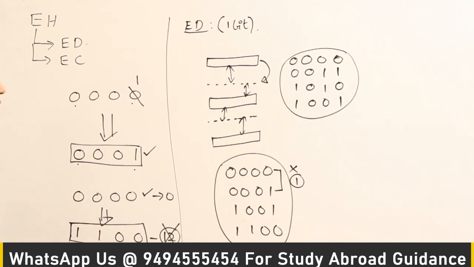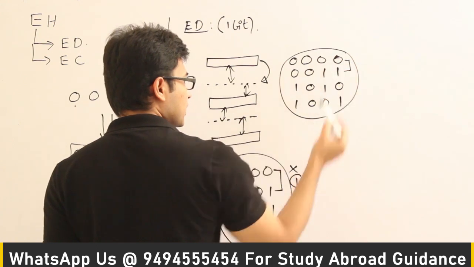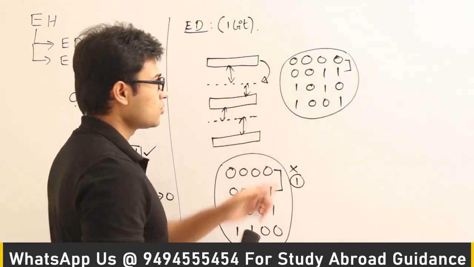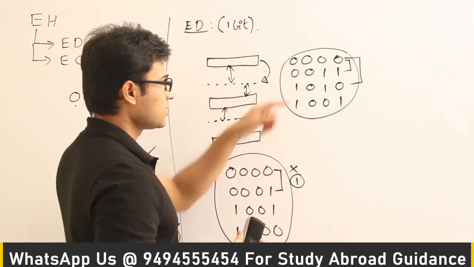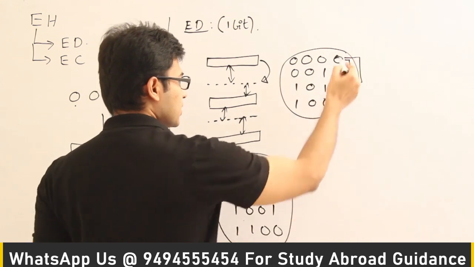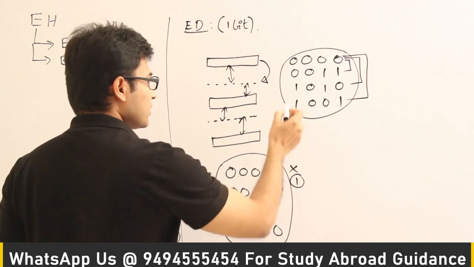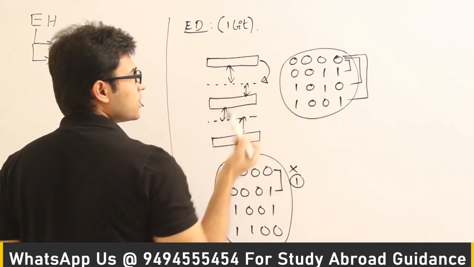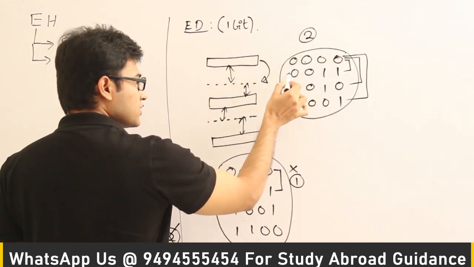So what is the condition? If it has to detect 1 bit error, the minimum distance between every two valid codes should be at least 2. Let's see what is the distance between these two. The distance between these two is 2 because 2 bits have to be changed to get this, right? The distance between these two is also 2, and between these two again 2, because 2 bits have to be changed. Similarly, we have compared this one with all the other 3 and the distance turned out to be 2, right? And we have to compare this one with these two.